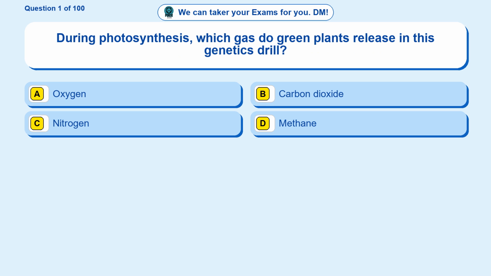Question 1. During photosynthesis, which gas do green plants release in this genetics drill? Option A, oxygen. Option B, carbon dioxide. Option C, nitrogen. Option D, methane. The correct answer is option A, oxygen.